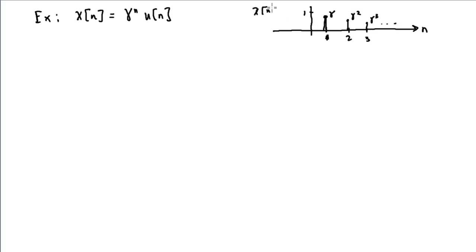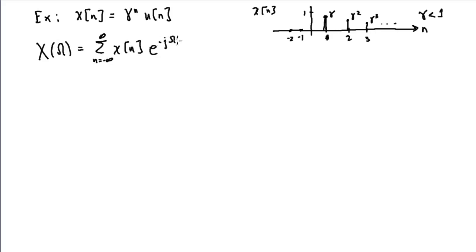At 2 we have gamma squared, at 3 gamma cubed, and so on and so forth. So this will be the x of n sequence, and since we're multiplying by the unit step, for all the negative n values the sequence would be 0. And so I've sketched this now for gamma less than 1, so we've got a decreasing sequence. From the definition of the discrete time Fourier transform, it's the sum from n equal minus infinity to infinity of x of n e to the minus j omega n.